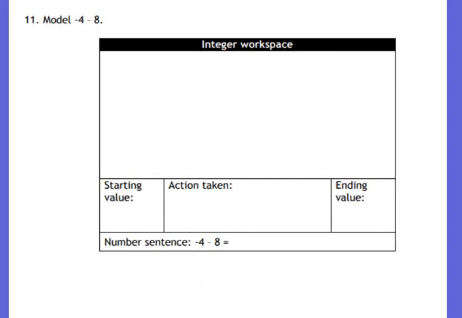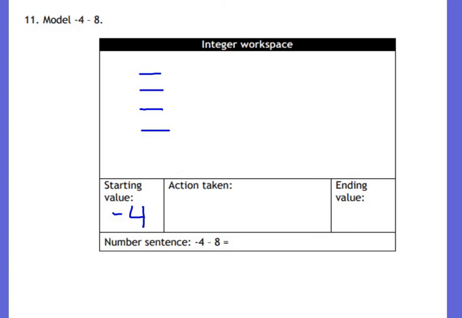So flip to 11. Negative 4 minus 8. What am I starting with? Negative 4. So how many chips do I need on my board? 4 negative chips. Okay, adding chips or taking away? And the subtraction told you that. What type of chips am I taking away? Positive.